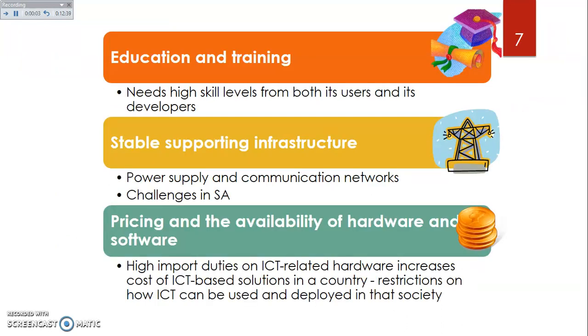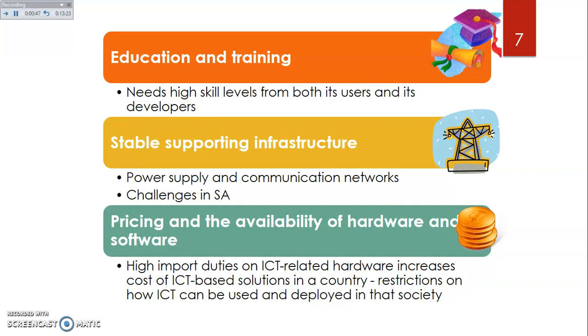Okay, the effective use of ICT and implementation of ICT projects within a country and society depend on the following factors: education and training, stable supporting infrastructure, pricing and availability of hardware and software. Education and training. ICT requires high skill levels from both its users and its developers. So, for example, using Google Classroom. Before this, many of you had never actually learned online, and now this is a whole new experience for you, and this could be a new experience for your family.